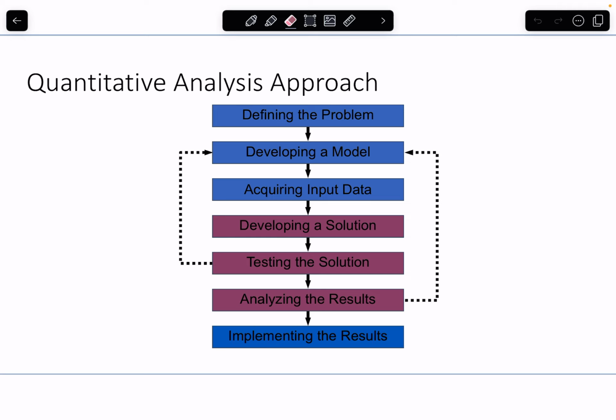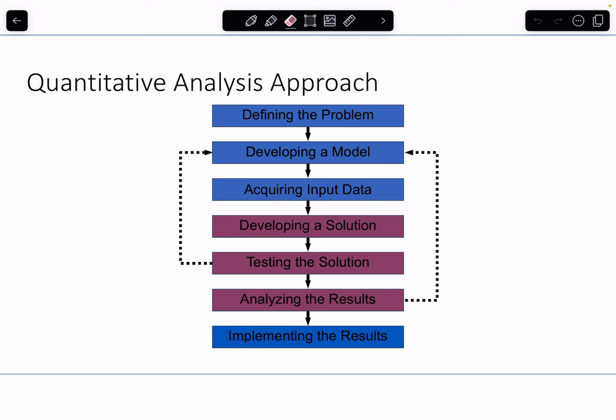So that is how the quantitative analysis approach happens. There are cases, for example, that's just the waterfall model, from defining the problem until implementing the results. However, there are cases that once we develop a solution and test it, it appears that it's not feasible during the testing process.